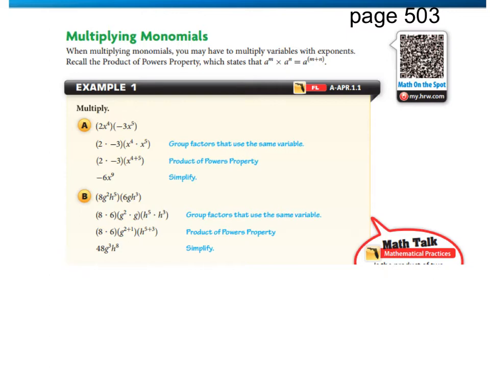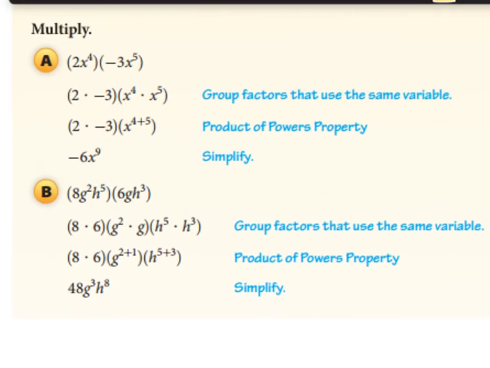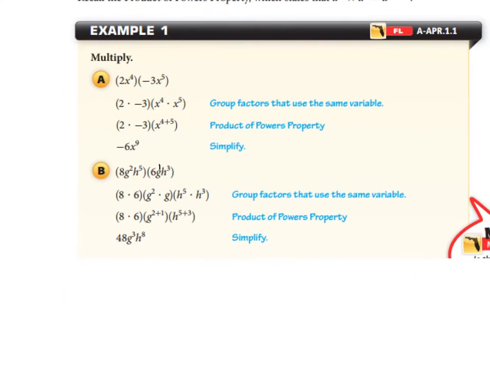Part B, we took 8 times 6, which is 48. Remember that when you have just a variable, there's always that hidden exponent, the invisible one. So the g squared times g to the 1st is g cubed, 2 plus 1. And then the h's multiplied together combine to h to the 8th. And there's your answer. So again, this really should be prior knowledge.